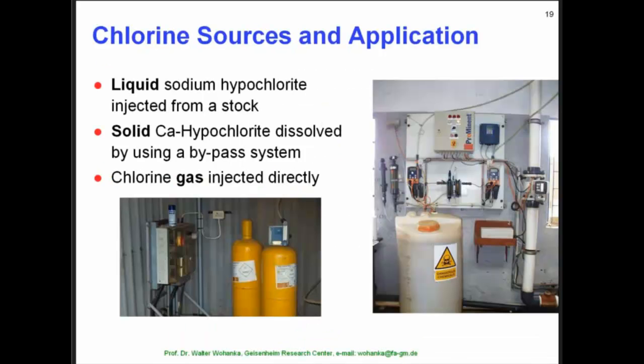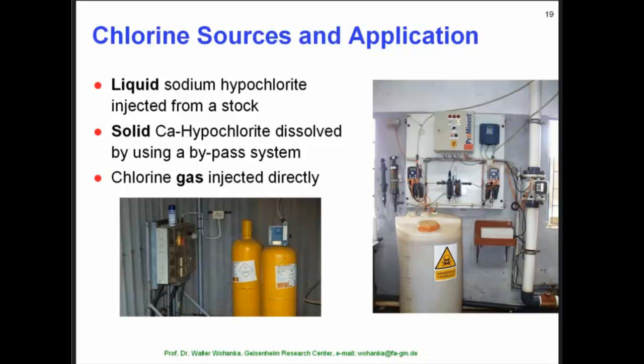To my knowledge, at least in Europe, the most common chlorine source for horticulture is the liquid sodium hypochlorite. It can easily be injected directly from a commercial stock solution. With solid calcium chloride, it's more difficult. A bypass stream of the irrigation water erodes chlorine tablets, producing a high chlorine concentration, which is finally injected into the main water stream to provide the desired level of active chlorine.